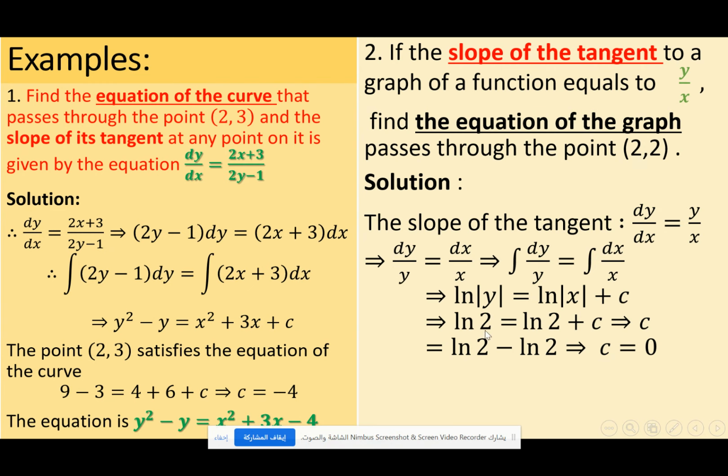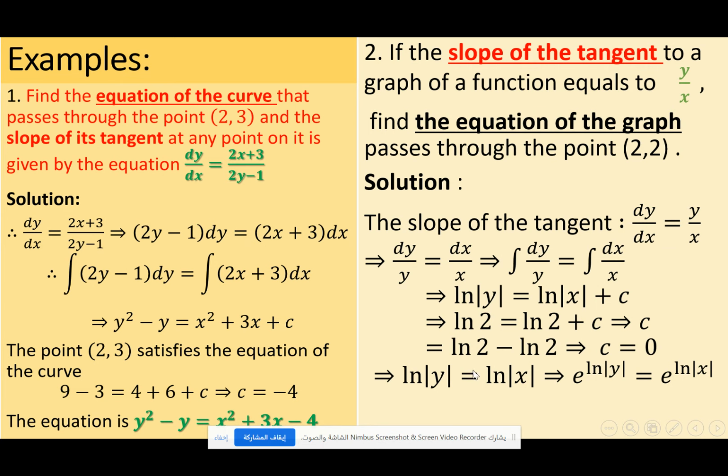Exactly like that. ln 2 equals ln 2. If you move them to one side and subtract them, you will get 0. That means c is equal to 0. And you can write it exactly like that: ln of the absolute value of y equals ln of the absolute value of x. You can keep it like that, and this is enough.